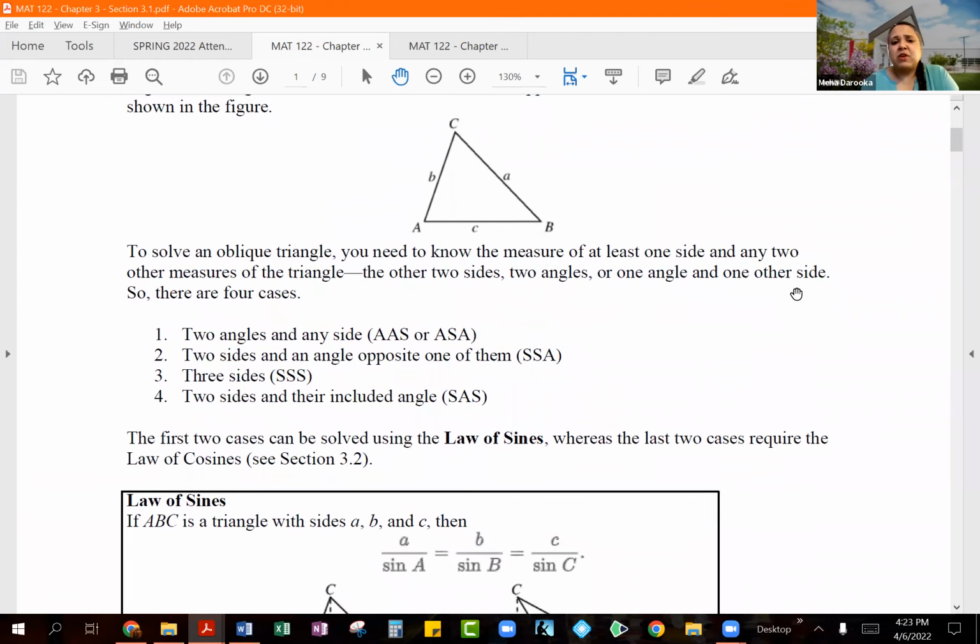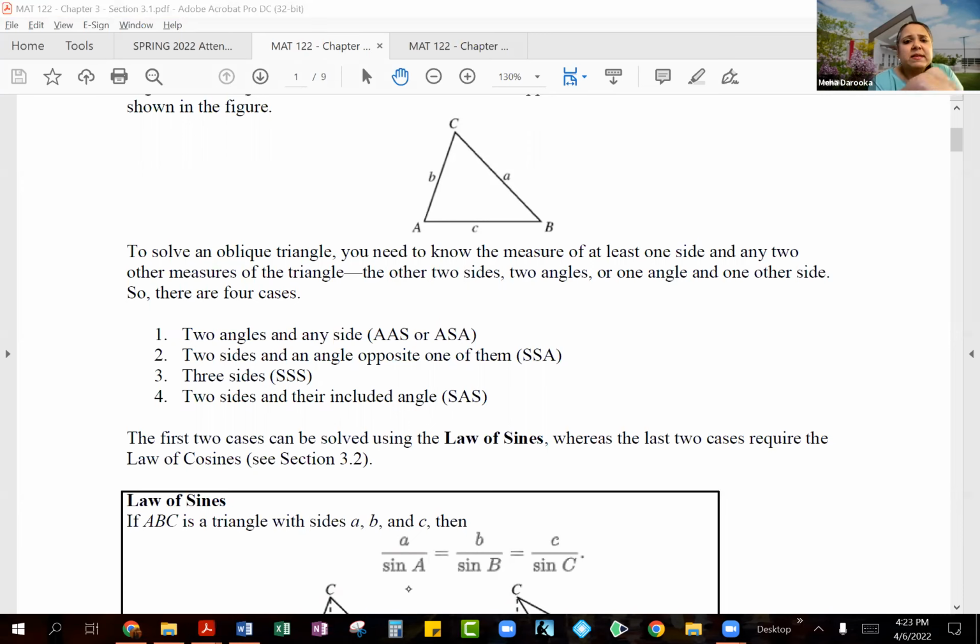Now, when we're talking about solving oblique triangles, the idea is we should know three of the measurements. One of them should be a side, and the other two measurements could be anything: two sides, two angles, one angle, or one side. So this actually gets us into four different cases, four different types of triangles that we can solve.